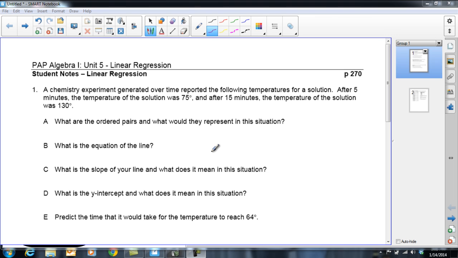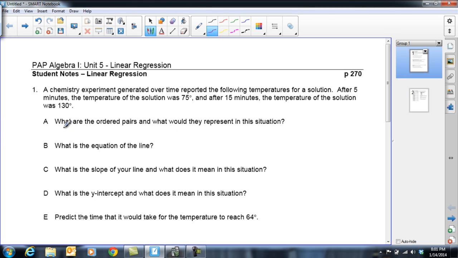So here's what we have. A chemistry experiment generated over time reported the following temperatures for a solution. After 5 minutes, the temperature was 75 degrees, and after 15 minutes, the temperature was 130. What are the ordered pairs, and what would they represent in this situation?